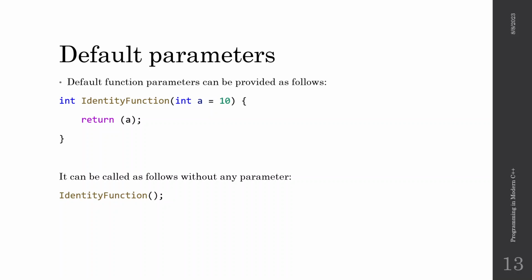Now the next topic is very simple. C++ allows us to pass default function parameters such as this. So this is a function, as you know, and in the argument list we can write int a equal to 10. It means that this function can be called without any parameter. So without any parameter also I can call it like this. What will happen is that the default value, which is 10, will be substituted. So this will return 10.